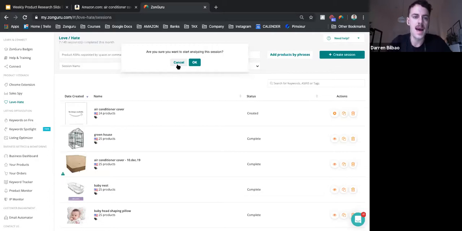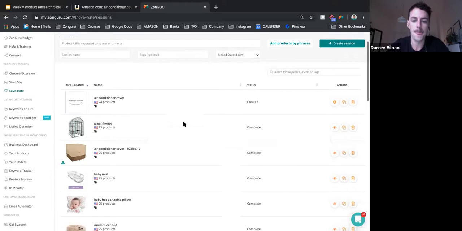So make sure you take that second step. It can get quite frustrating sometimes when you're waiting for it to work and you come back and you realize you haven't clicked play yet.